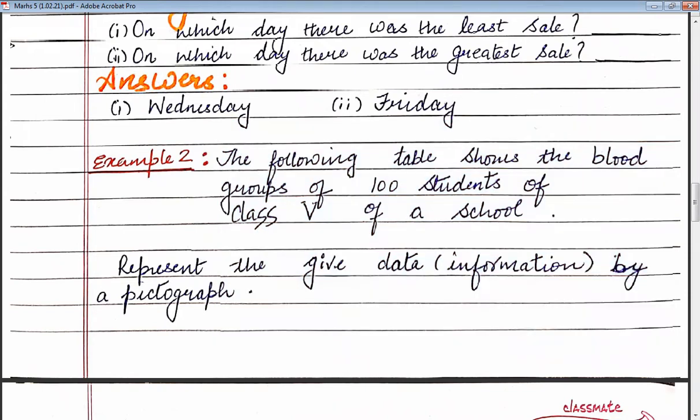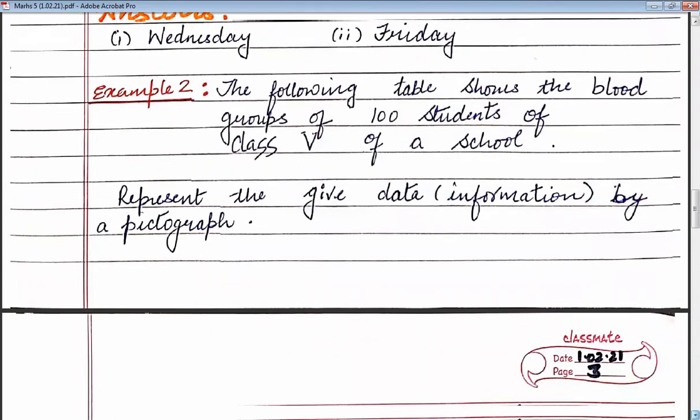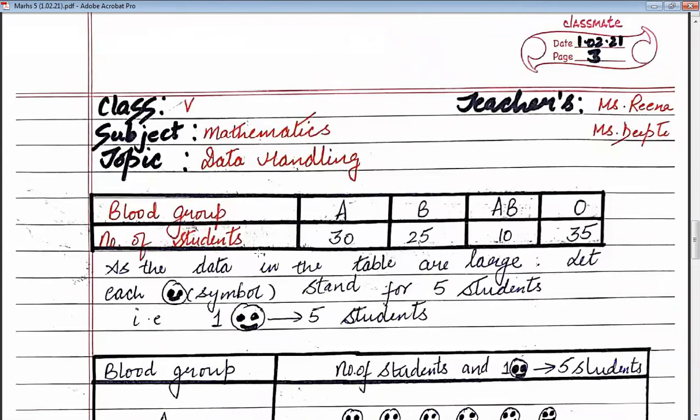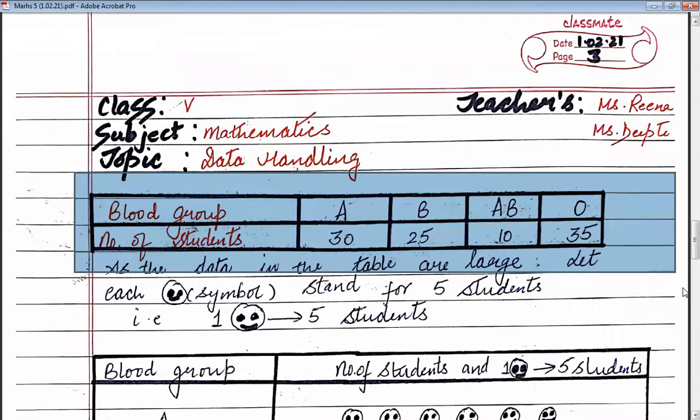Now children, let's find out where is the table. Now we are given a table in which the blood group of 100 students are given. Now children, let's read the table carefully. Blood group A. How many students? 30. How many students are having blood group B? 25. AB blood group 10 and blood group O 35.